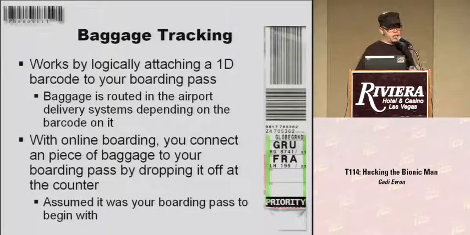On the other hand, luggage tagging actually works by logically attaching a one-dimensional barcode to your trip and to you. Baggage is routed in the airport delivery system depending on this barcode. And with online boarding, you can connect any piece of luggage that you have to your boarding pass simply by dropping it off at the counter. Like when you check in online, right? You check in online, then you got a bag, like a big trolley. You drop it at the counter, show them your online check-in boarding pass, and they're connected logically to your trip, which may not necessarily be yours.